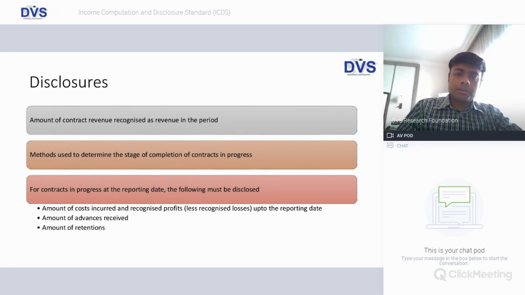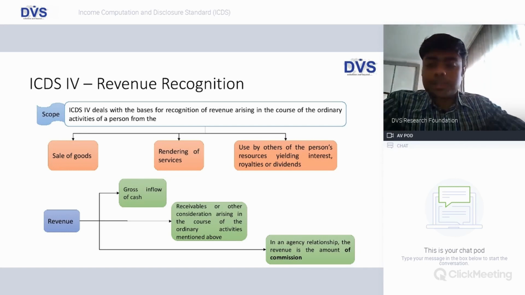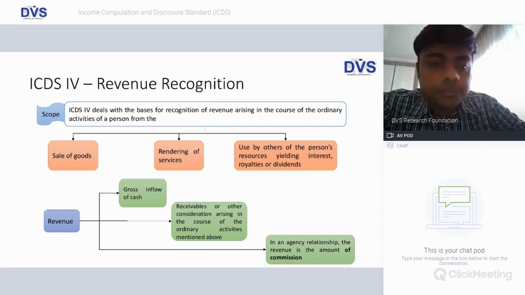What are the disclosures? The amount of contract revenue recognized as revenue in the period needs to be disclosed. What is the method used for contracts in progress? The following must be disclosed: contract cost, advances received, and the amount of retention, if any. The disclosures are fairly standard as far as ICDS are concerned, very similar to your AS, more or less.